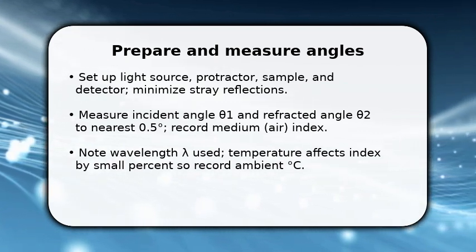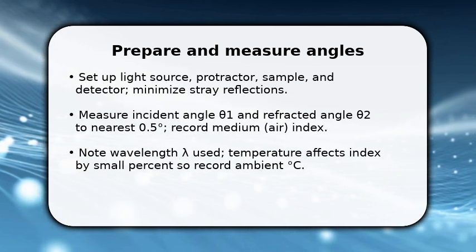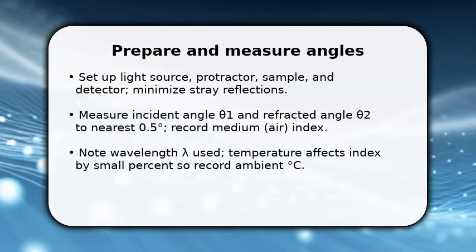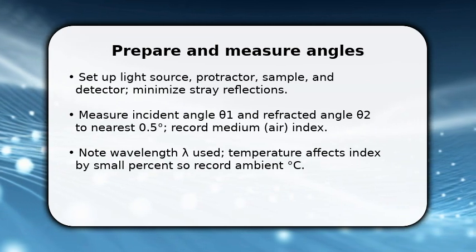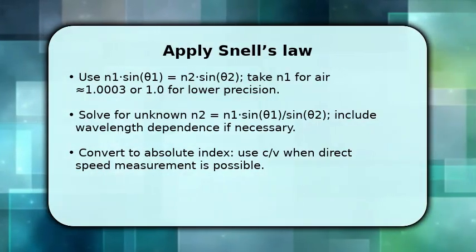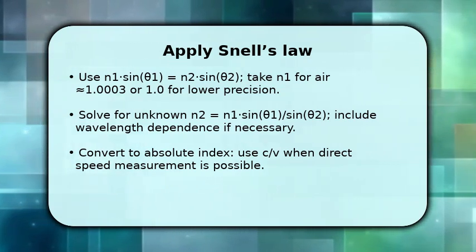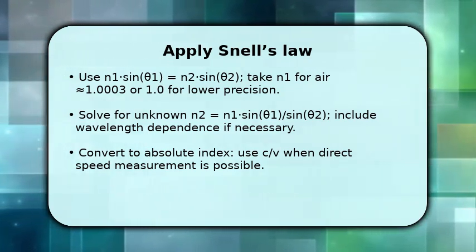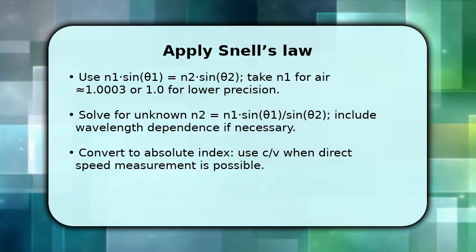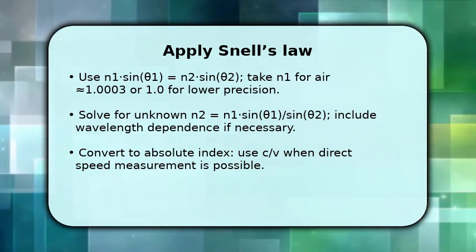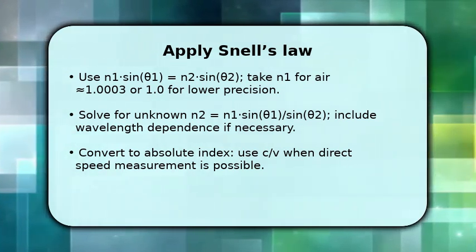Make sure to eliminate reflections and align the detector so the measured refraction is only due to the sample, not stray beams. You now apply Snell's law directly: n1 sin theta 1 equals n2 sin theta 2. Substitute the measured angles and the known n1 for the reference medium, then rearrange to solve: n2 equals n1 sin theta 1 / sin theta 2.